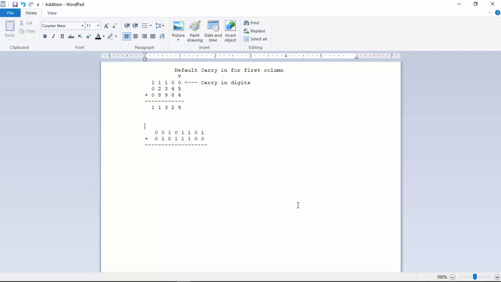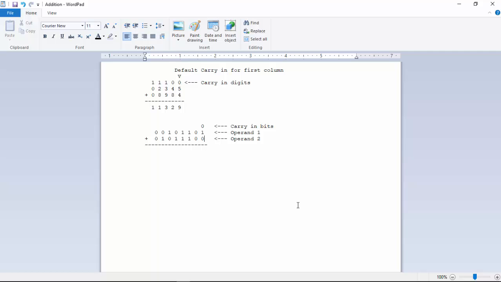So like the decimal addition, we assume there is this default carry in. So this is my carry in bits. This is my, let's say, operand 1, and this is operand 2, and then we need to add 3 rows basically.